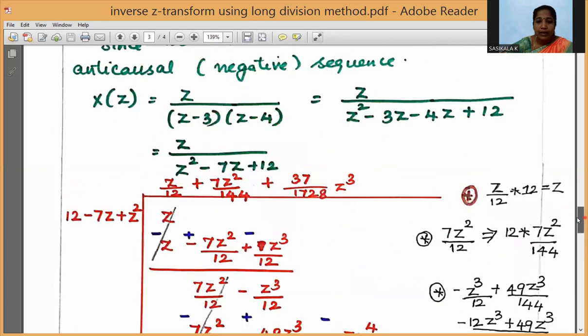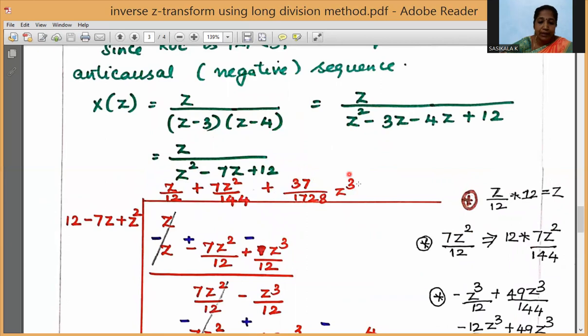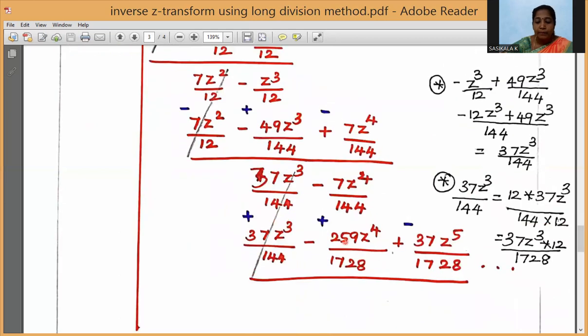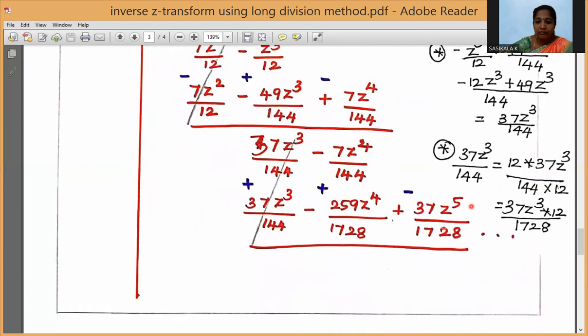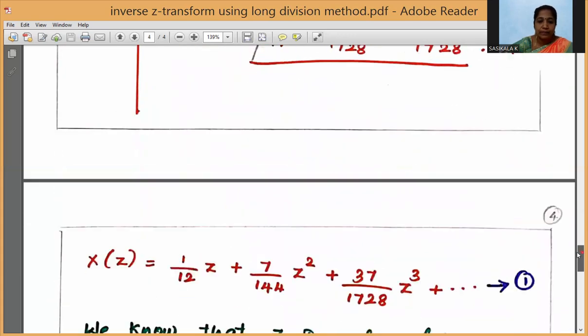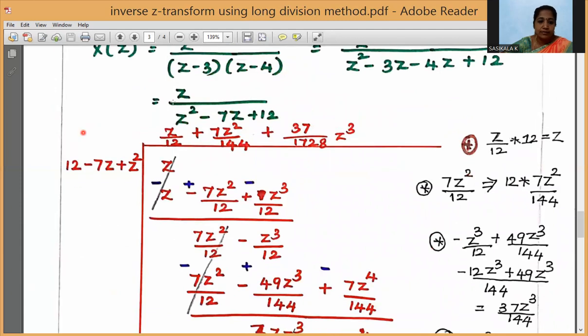Now 37 divided by 1728 z³ multiplied by minus 7z. So I'm getting minus 259z⁴/1728. The next one, 37z³/1728 should be multiplied by z², so I am getting 37z⁵/1728. Similarly, you have to change the sign and cancel the terms. So just to see the quotient, I've got x of z is equal to z/12 plus 7z²/144 plus 37/1728 z³.